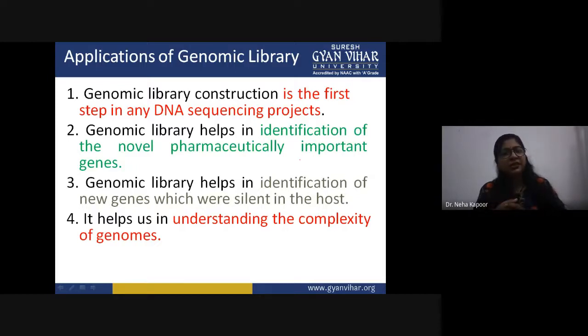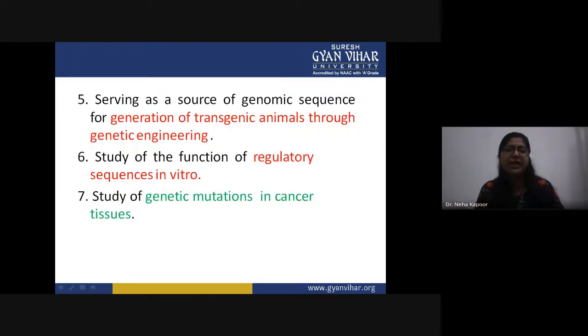Then another important thing is, because we are basically using this genomic library as a scaffold, a foundation for genome sequence and DNA sequencing projects, we can understand the complexity of genomes also: how complex our genome is, what the genes are, what their position is, and how they are expressing after designing expression based experiments.